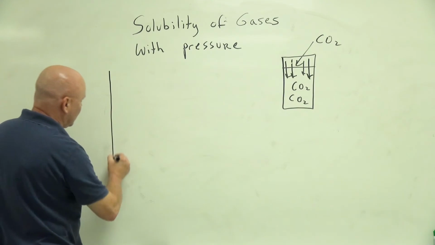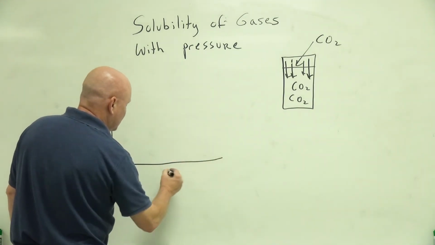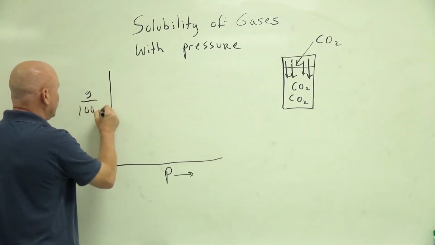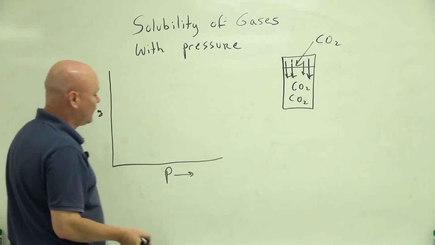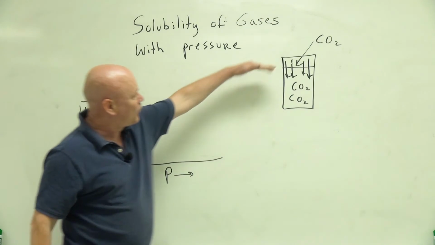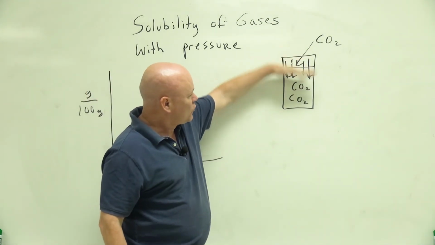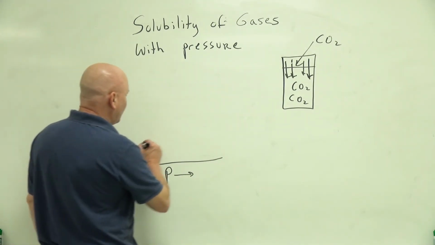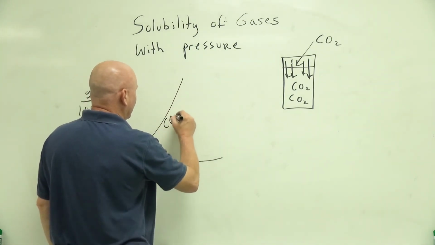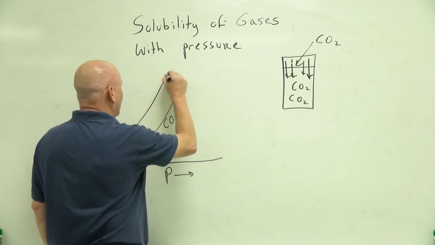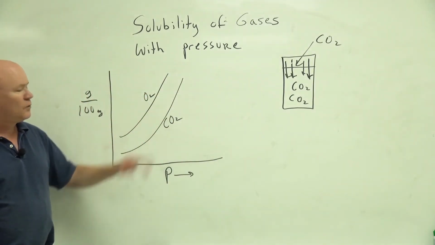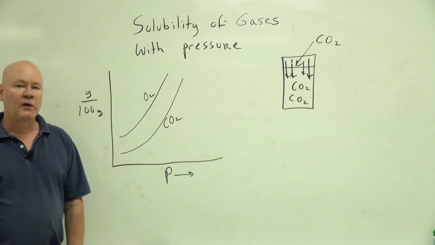So what does that mean? It means that if you increase the pressure, guess what happens to the solubility of the CO2 in the soda? Well, it has to go up. So increasing the pressure over here, you're pushing the CO2 in, you end up with more CO2 dissolved. So solubility of gases with pressure goes up with the pressure. You increase the pressure, you can get more gas to dissolve in the water.